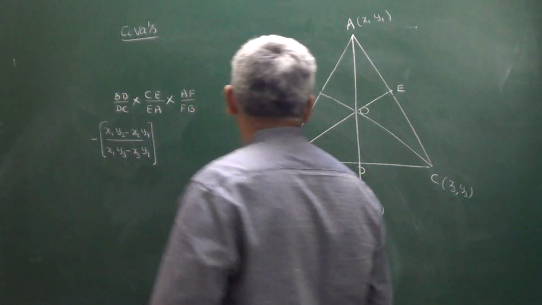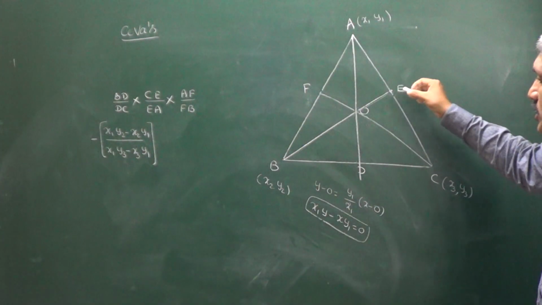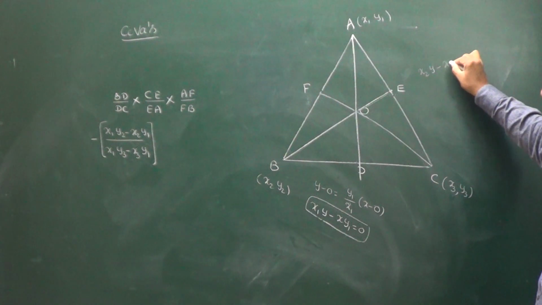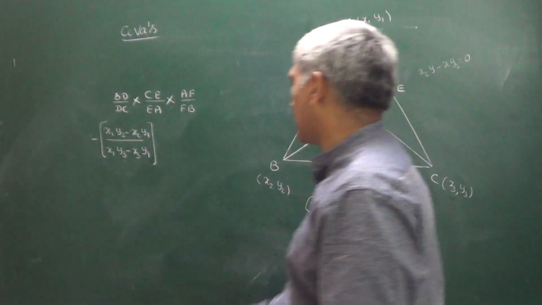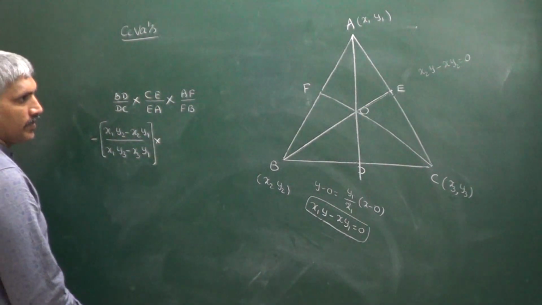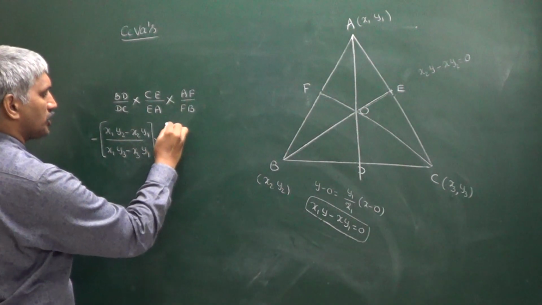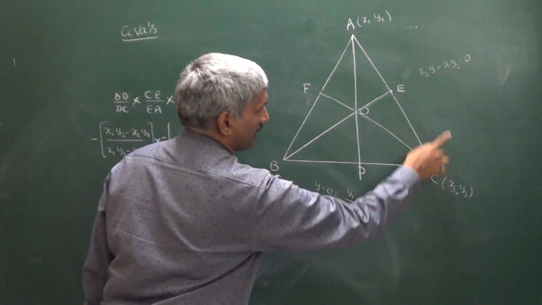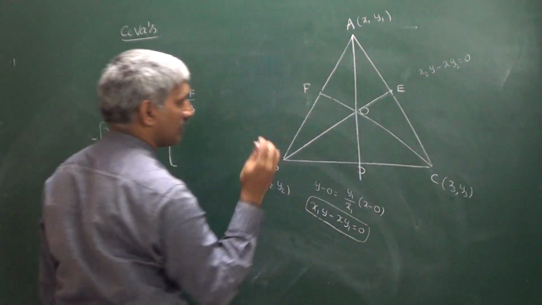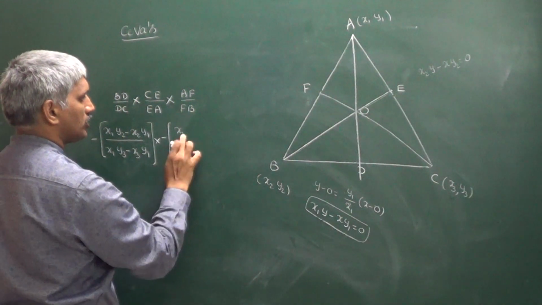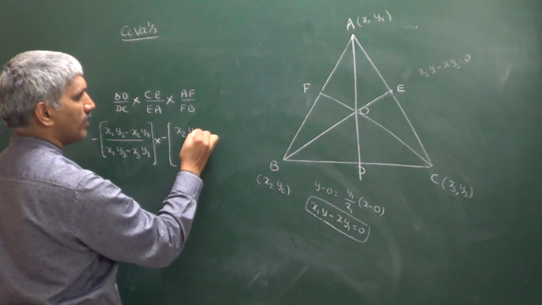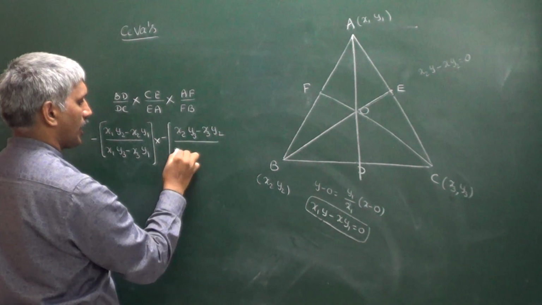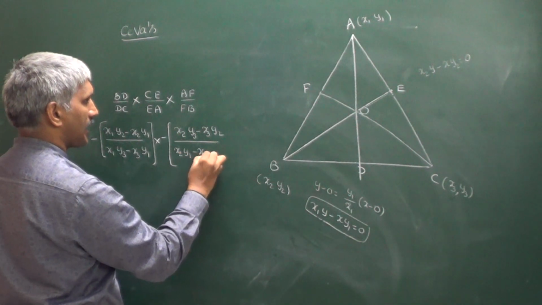Now in the similar way, tell me what is the equation of the side BO. The equation of the side BO is x2 y minus x y2 is equal to 0. That is the equation of BO. Now what about the ratio? That ratio is given by minus of, come on tell me, substitute this point, minus L33 by L11. Then what happens? x2 y3 minus x3 y2 divided by x2 y1 minus x1 y2.